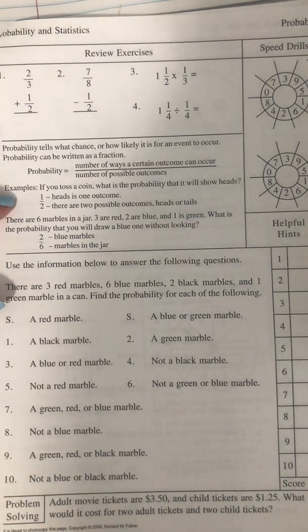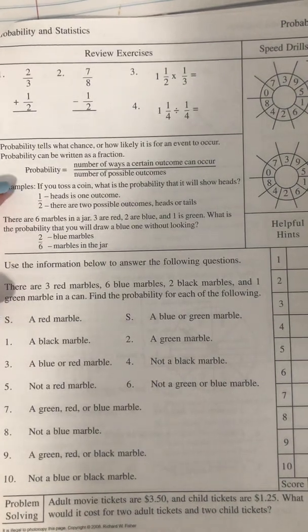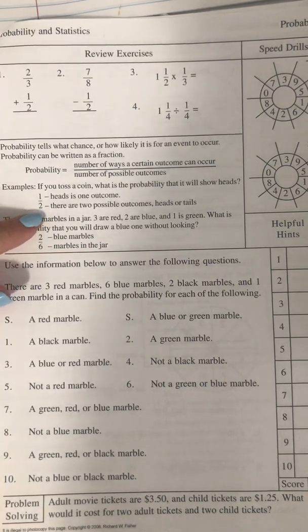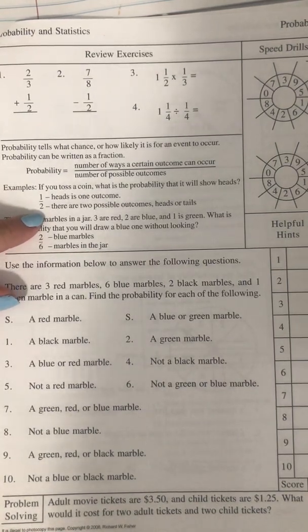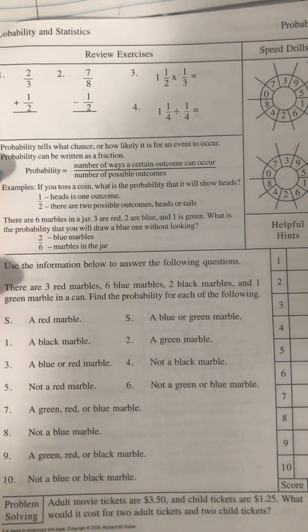So in this case, it uses a coin. It says, if you toss a coin, what is the probability that it will show heads? Well, heads is one outcome, and there are only 2 possible outcomes, so your probability is going to be 1 out of 2, because there's only 2 outcomes.